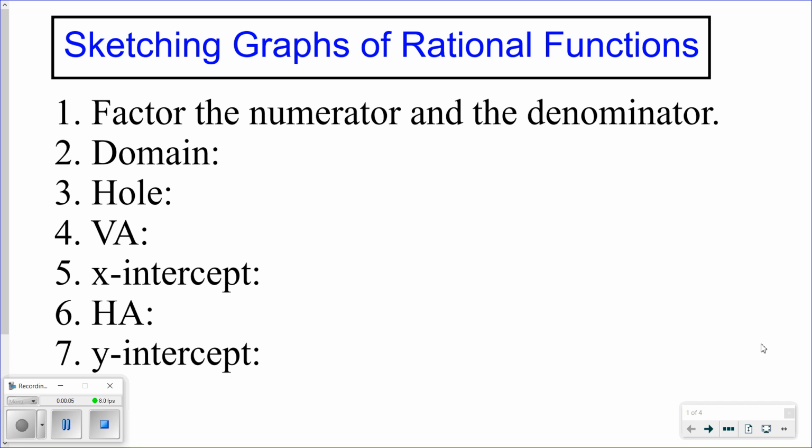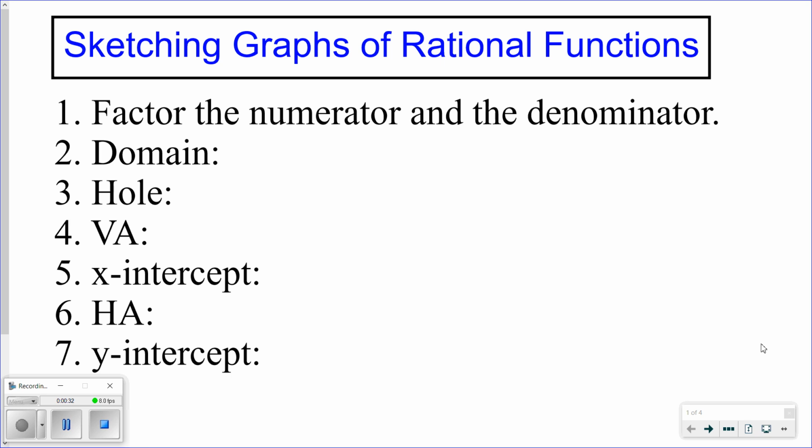Hi everyone. In this video, we're going to be sketching the graphs of rational functions. But before we sketch the graph, we need to find the characteristics of the graph. So let's review. Step one, you want to factor the numerator and the denominator if you can. Sometimes they're not factorable, or sometimes they're already factored.